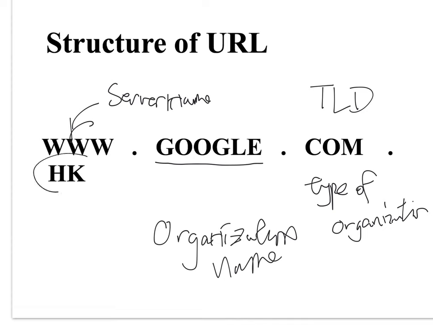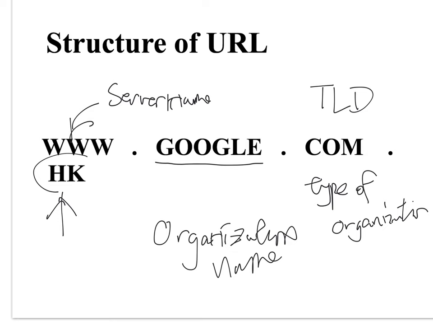Okay, lastly it is the country name. For example, I want to go to Google in Hong Kong website server, so we will type HK. So there are many country name. For example, CN, JP, TW, etc. So you can search in the internet. So it is a structure of the URL.